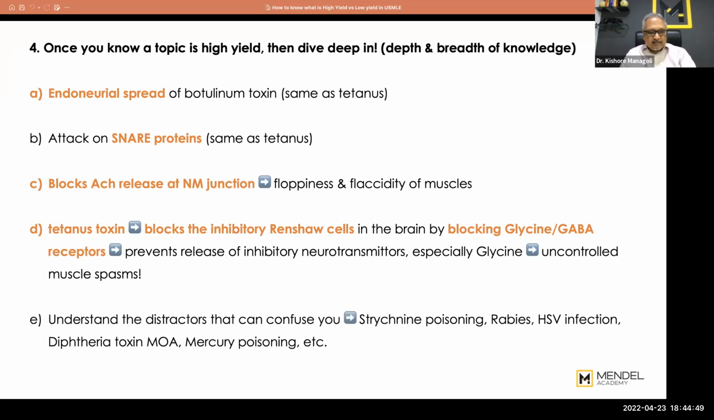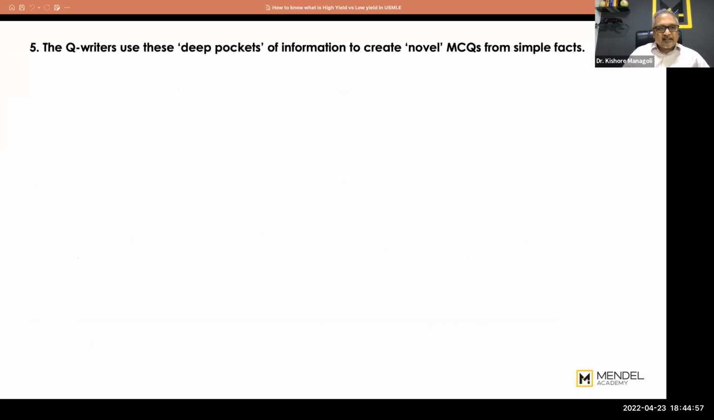You should know the distractors that can be used to confuse you, like strychnine poisoning, rabies, HSV, everything that you saw in the question. The reason why you need to do this is because the question writers are going to use these deep pockets of information to create novel MCQs from simple facts. So it's not so much about the facts. Facts they use are simple, but they use the deeper pockets of information to convert them into very good questions.